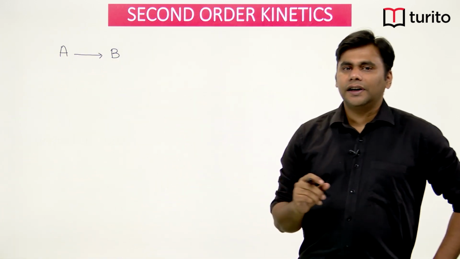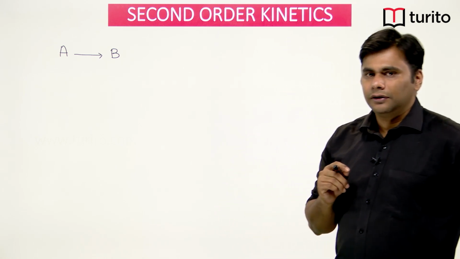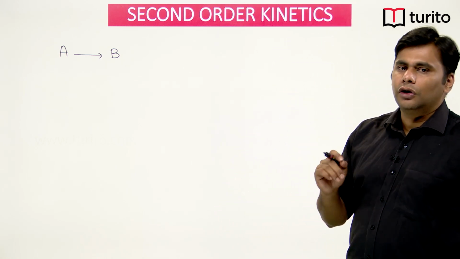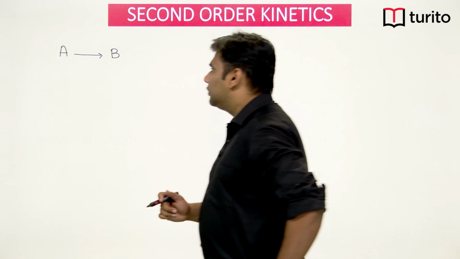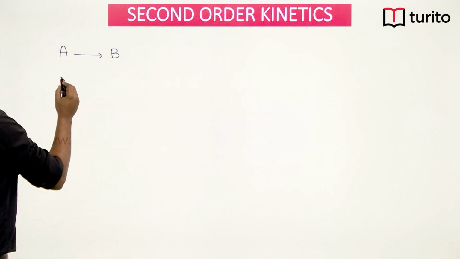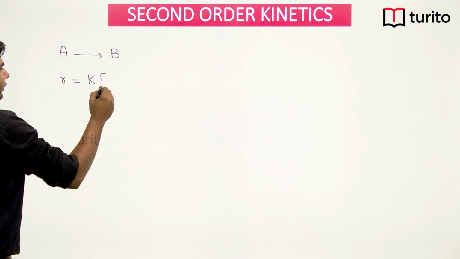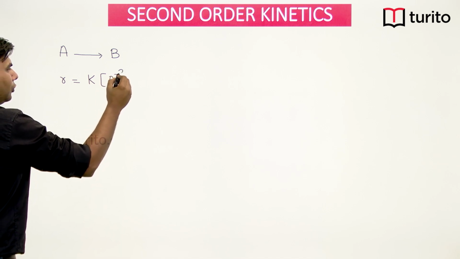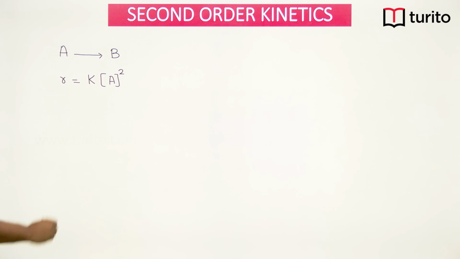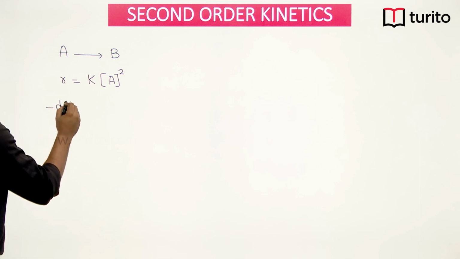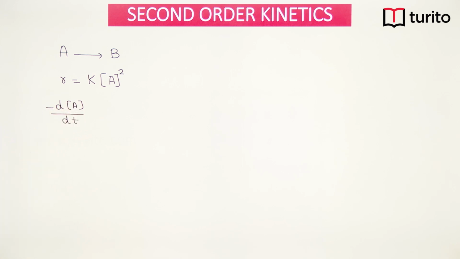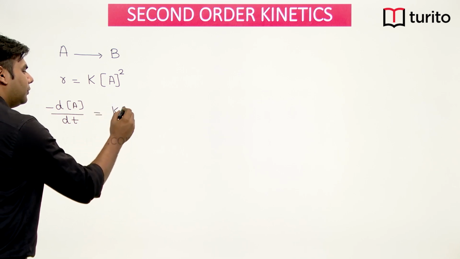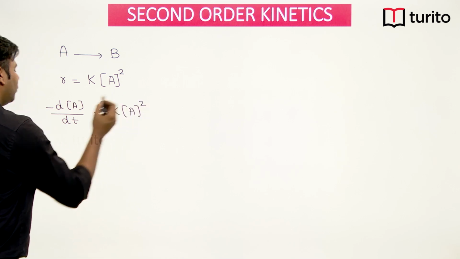So, is this an elementary reaction or a complex reaction? Obviously, it is a complex reaction because the order is not matching the stoichiometry, that means it is not an elementary reaction. Okay. So, we will say that the rate of this reaction is K into concentration of A raised to power 2. We can write the rate also as minus dC upon dt, basically the concentration of A we are taking. So this should be equal to K into concentration of A raised to power 2.